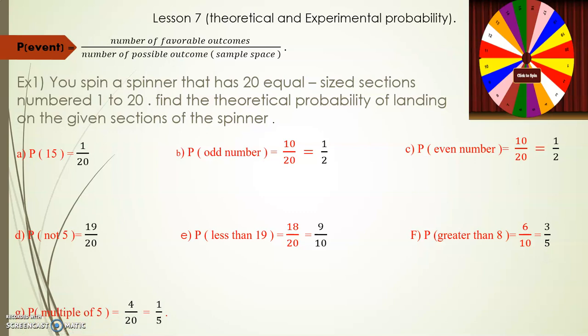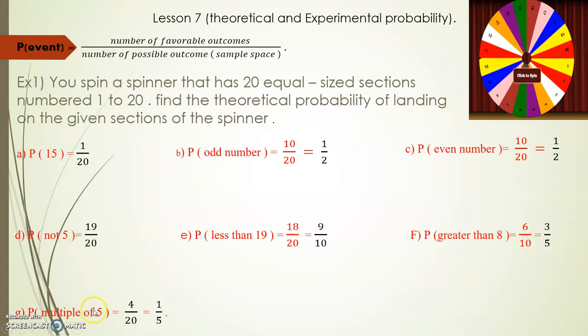Letter G. Probability of multiple of 5. So a multiple of 5 is a number that we get when we multiply 5 by natural numbers. So for example, 5 times 1 equals 5. It's the first one. 5 times 2 equals 10. 5 times 3 equals 15. 5 times 4 equals 20.